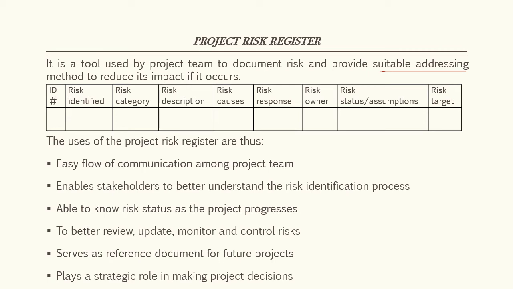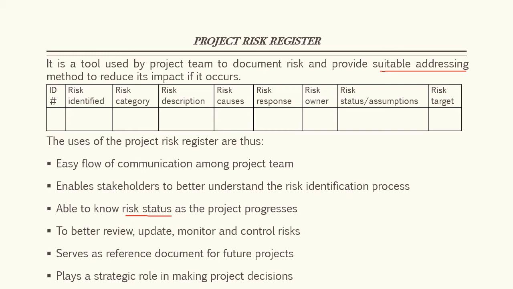Some of the uses of the project risk register: it aids the flow of communication. It enables stakeholders to better understand the risk identification process. Of course, it enables us to know risk status. Remember, I told you about this risk status. This one, you keep updating as the project progresses. Of course, the risk register also helps us to better review, update, monitor, and control risk. Then, of course, it serves as a reference document for future projects.